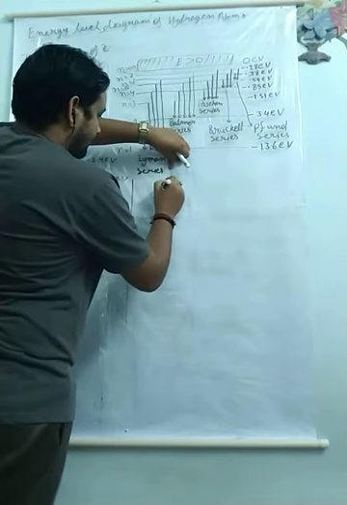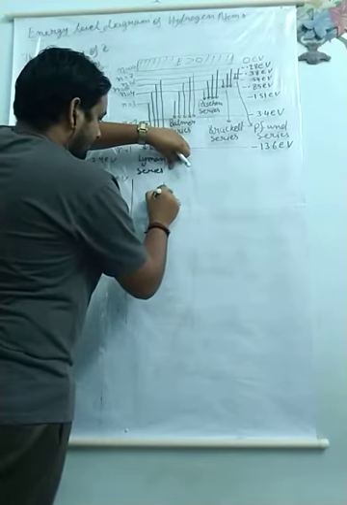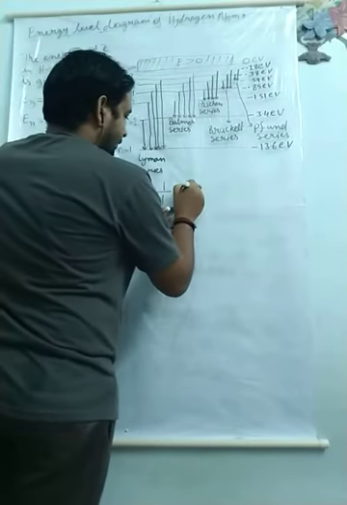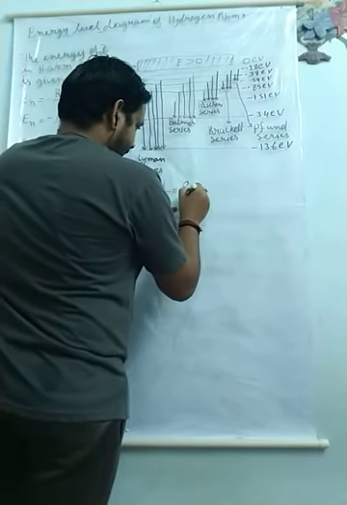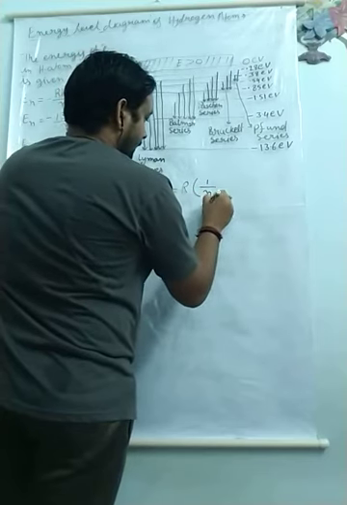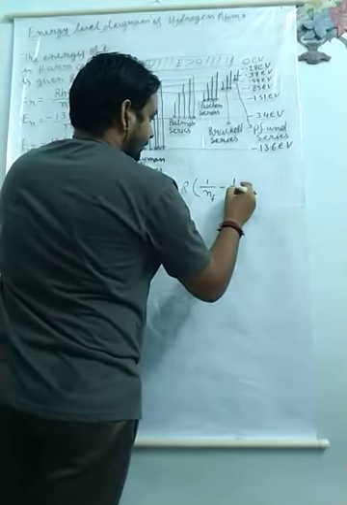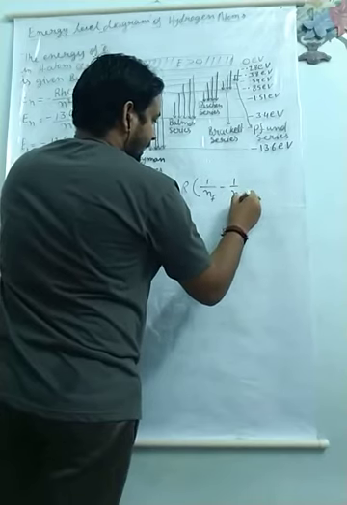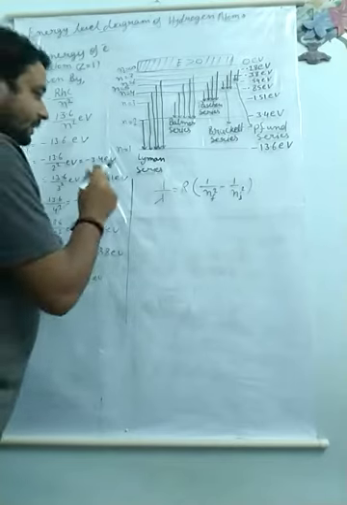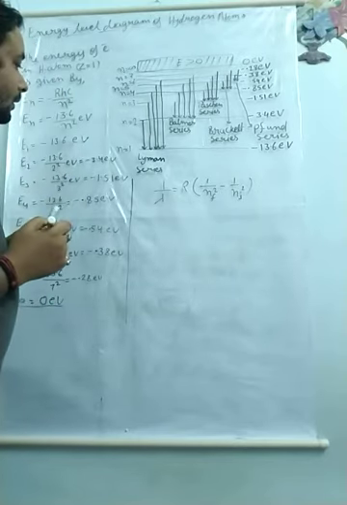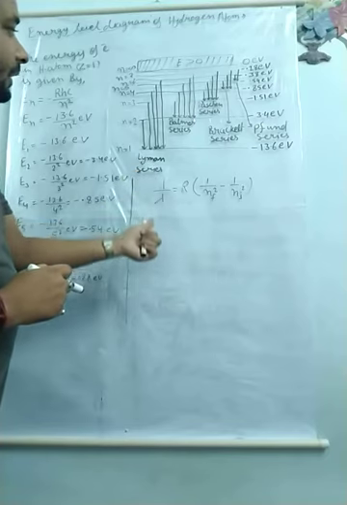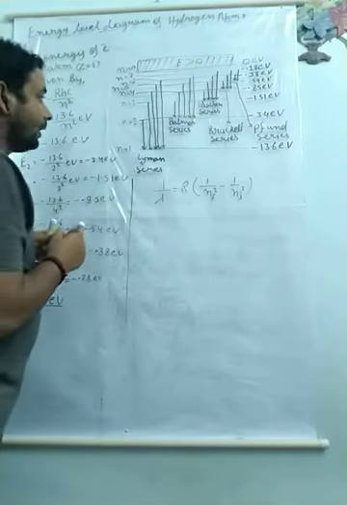Next, the wavelength of the hydrogen atom is given by the Rydberg constant R times 1 upon Nf square minus 1 upon Ni square. Okay, this is the wavelength of each spectral line.